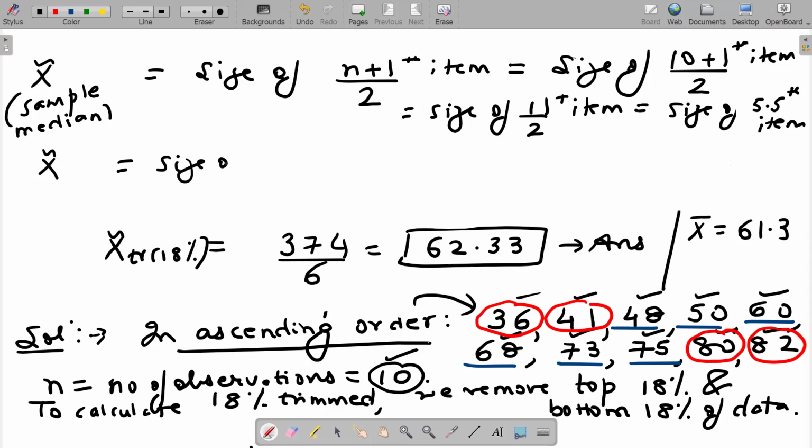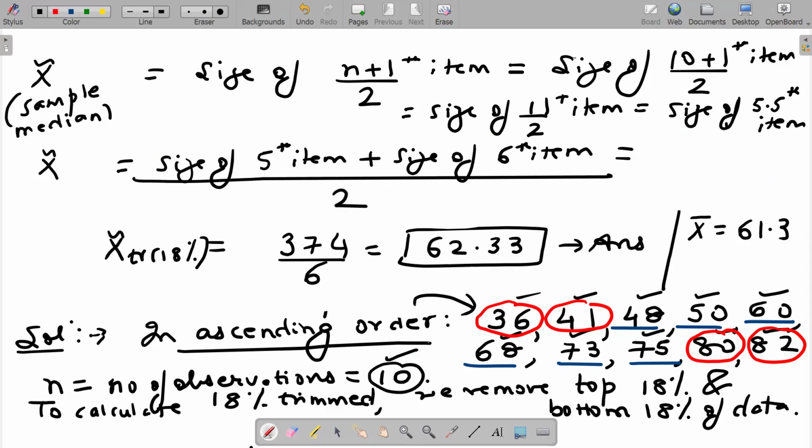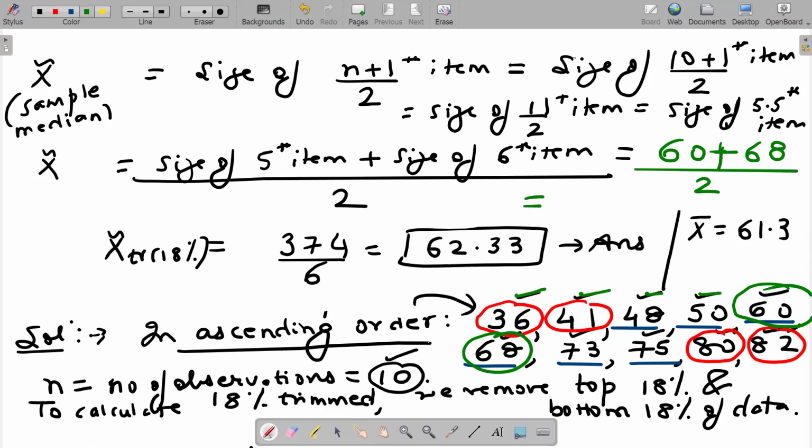If I erase this portion off, the size of the 5.5th item is nothing but, so I can write x tilde is nothing but the size of the 5th item plus the size of the 6th item, whole divided by 2. Now what is the 5th item? 1, 2, 3, 4. This is the 5th item, 60. The 6th item is 68. So 60 plus 68 by 2 is how much? Comes out as 128. 128 by 2 is 64. That means my median comes out as 64.